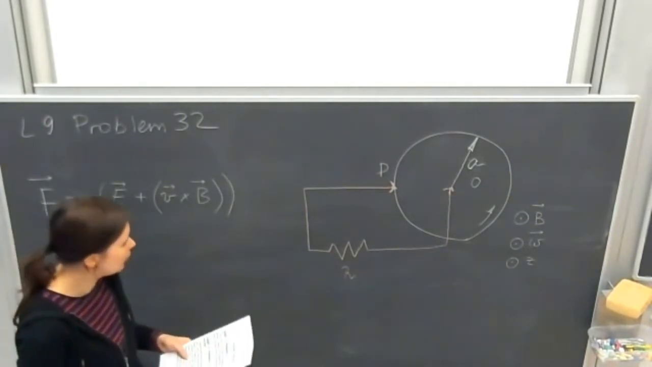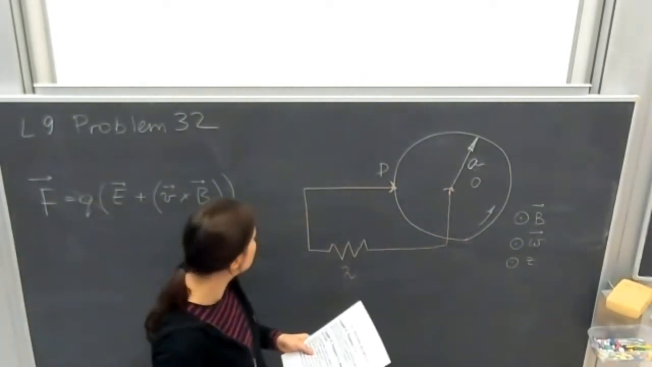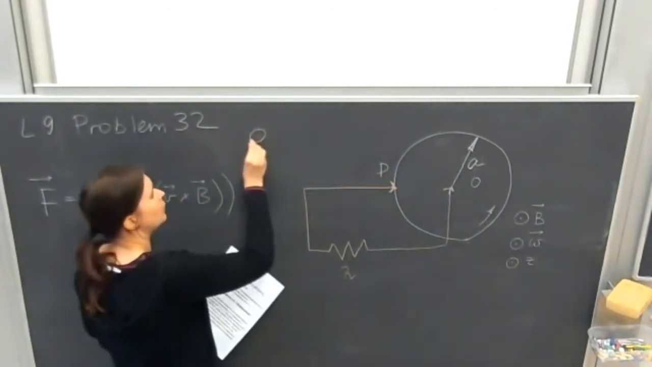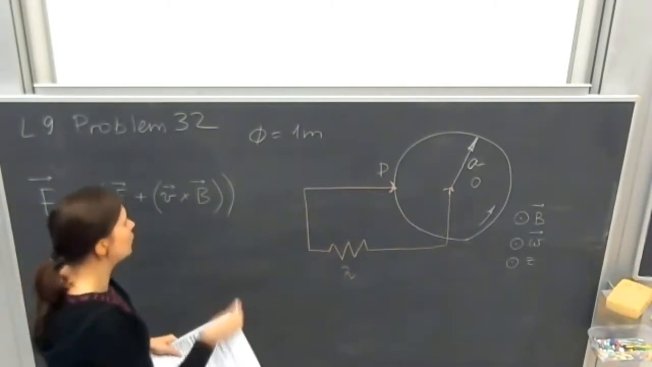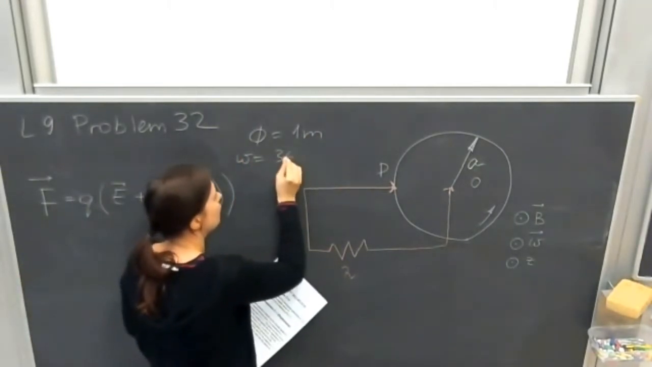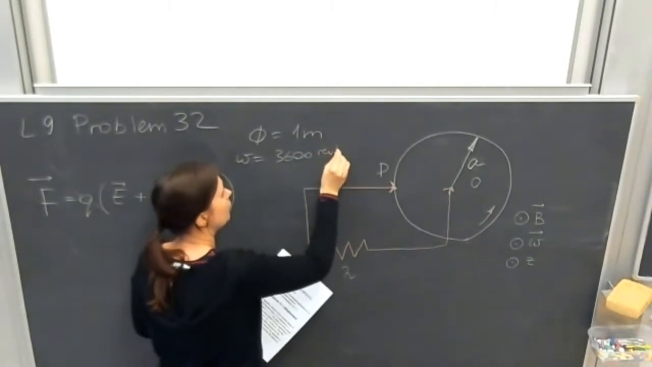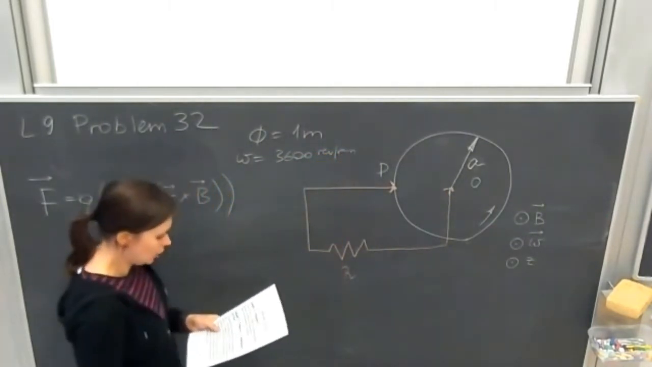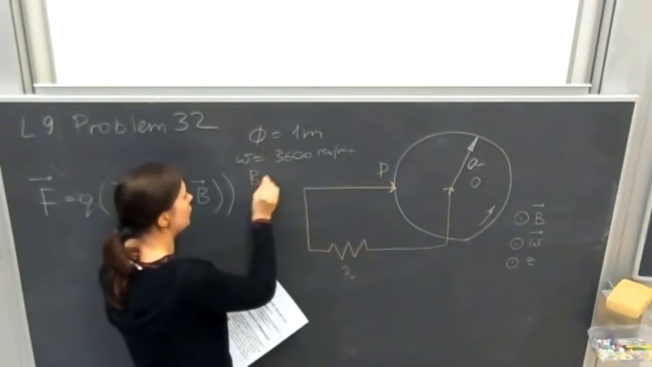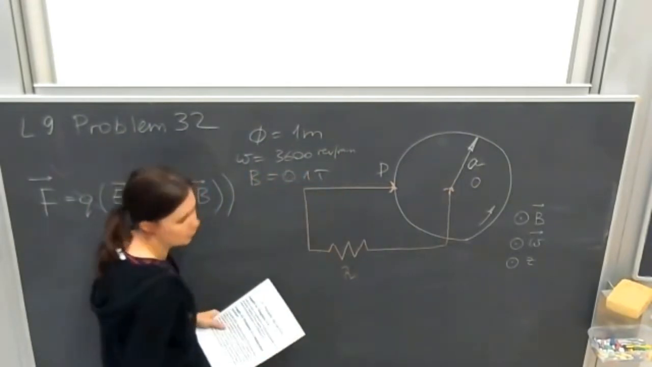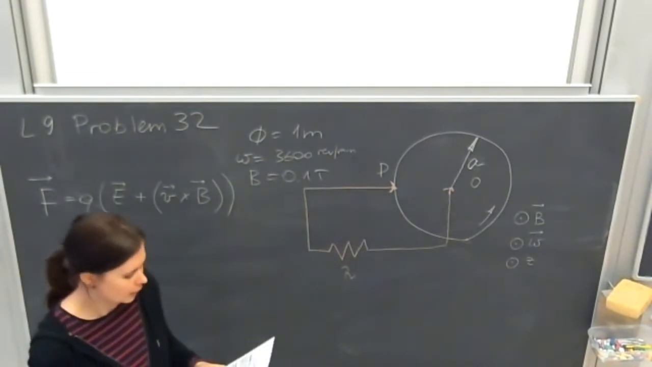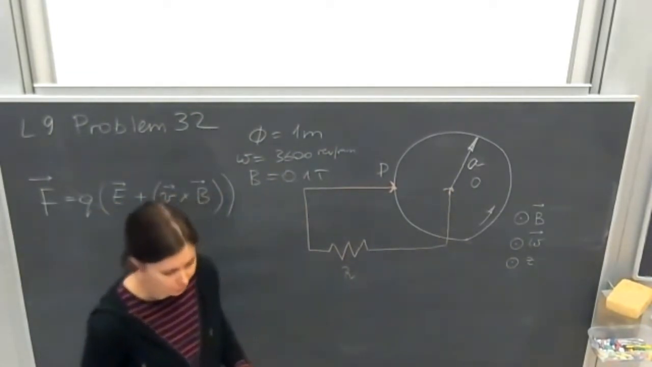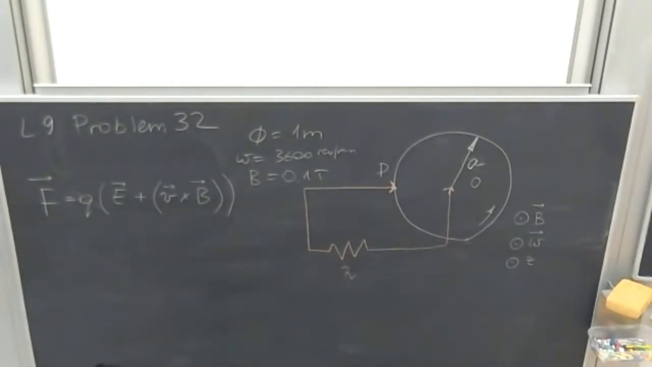In this problem, we are given a homopolar generator of 1 meter diameter, rotating with angular speed omega, and given is also the following induction. Then we need to find the induced voltage produced by this generator.